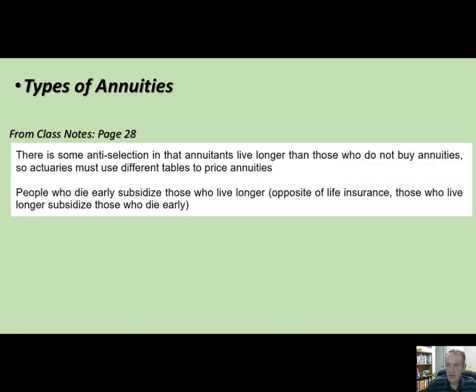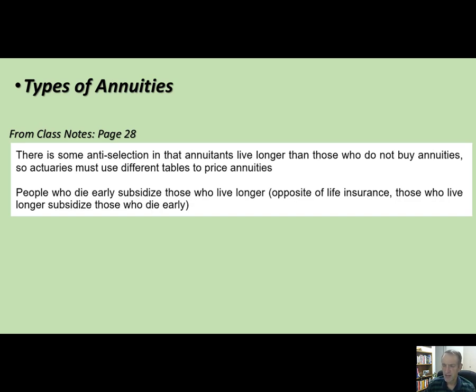Now with annuities, just like with life insurance, there is some anti-selection. People who think they're healthy and going to live a long time are more likely to buy annuities than people who are unhealthy. Just like with life insurance, people who don't think they're healthy, don't have longevity in their family, and are at risk of dying early are more likely to buy life insurance and less likely to buy annuities. And actuaries know this. And so they have different mortality tables for life insurance and different mortality tables for annuities.